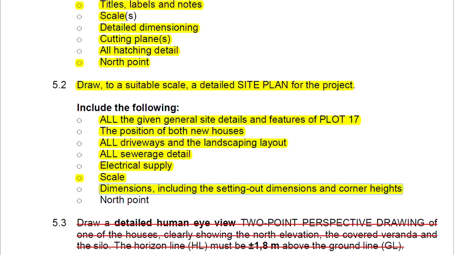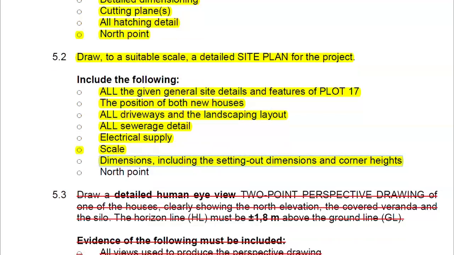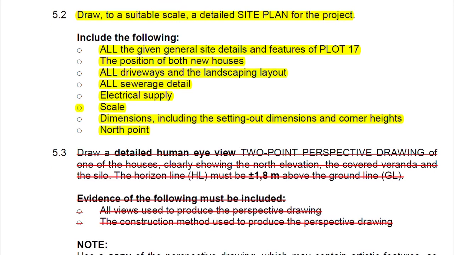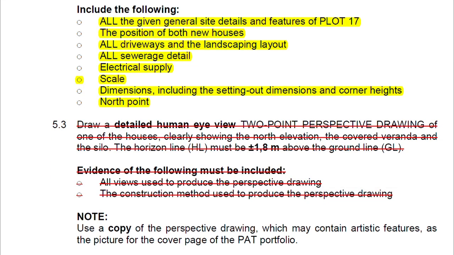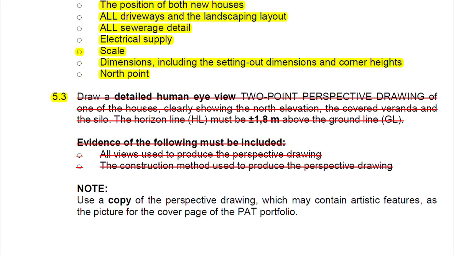That's for the contractor, again, to know the position of the houses that you've designed. So you need to show the distance from the building lines or from the boundary line to your homes to get those dimensions correct, and then the north point. And the good news here, 5.3 has been eliminated. That was your 2-point perspective drawing, which is no longer a requirement.